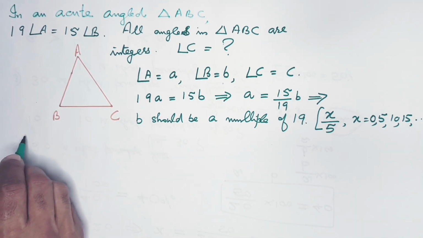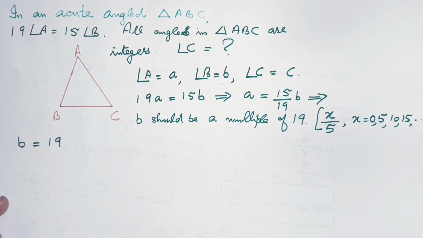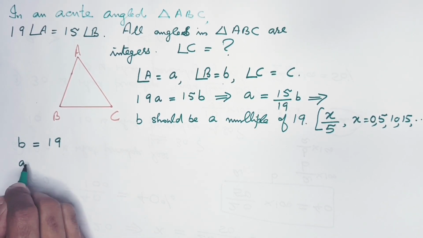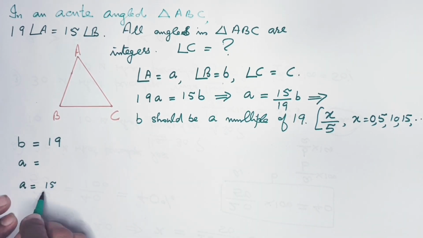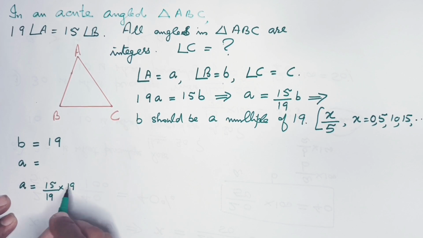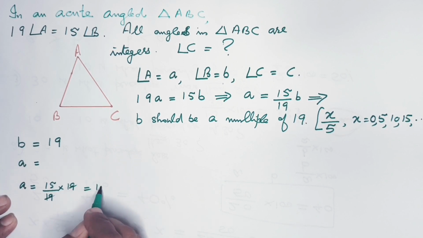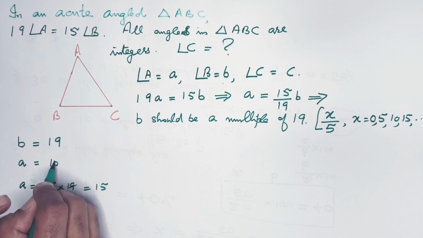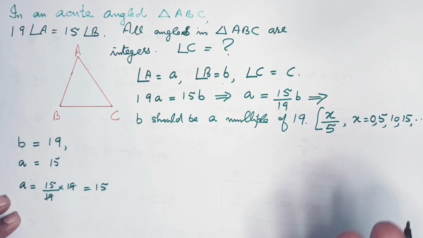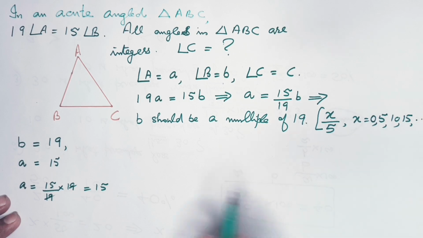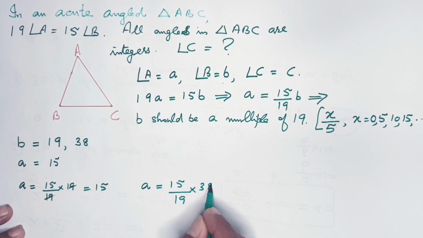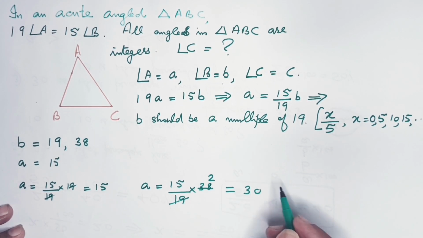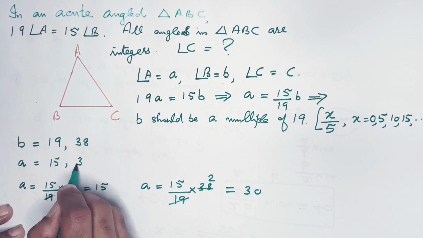So what is the first possible value for B? B equals 19, the first multiple of 19. And what will be the corresponding value of A? When you put B equal to 19, A will be 15 divided by 19 multiplied by 19. These two cancel, and you will get 15. That means the corresponding value for A will be 15. Then what is the next possible value of B? That will be the next multiple of 19, that is 38. Corresponding to 38, you multiply 15 by 19 by 38. Simplifying, you get 30. So, corresponding to B being 38, A is 30.